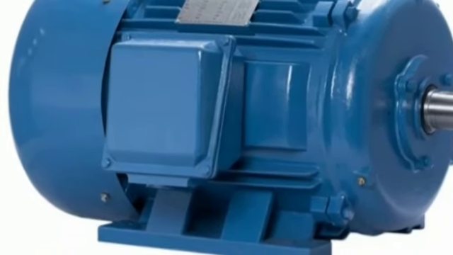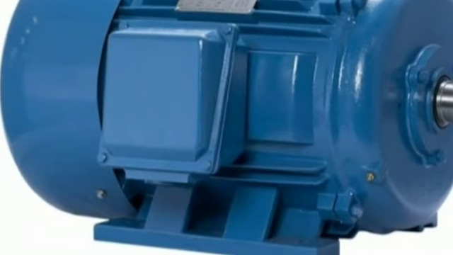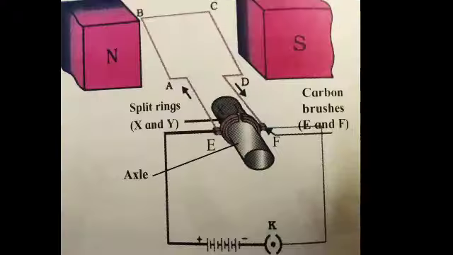How does this motor work? The electric motor consists of a rectangular loop of copper wire having insulating coating as shown in the figure. It is placed between the north pole and the south pole of a magnet in such a way that its branches AB and CD are perpendicular to the direction of the magnetic field. The two ends of the loop are connected to the halves X and Y of the split ring.